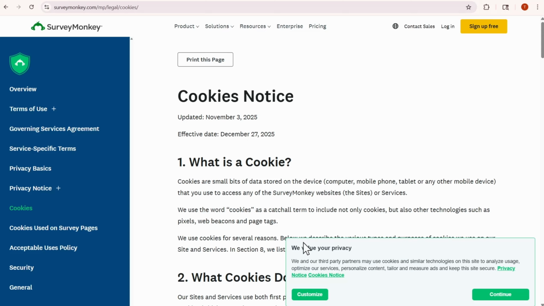Firstly, we've got the banner. "We value your privacy. We and our third-party partners may use cookies, which I've already identified constitute personal data, and similar technologies on this site to analyze usage, optimize our service, personalize content, tailor and measure ads, and keep this site secure." So they've got a privacy notice and they've got a cookie notice. Now we're going to customize.